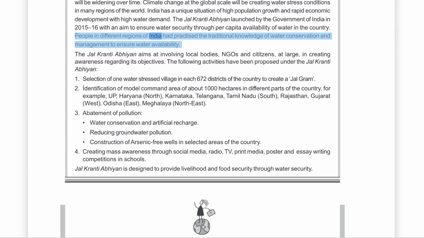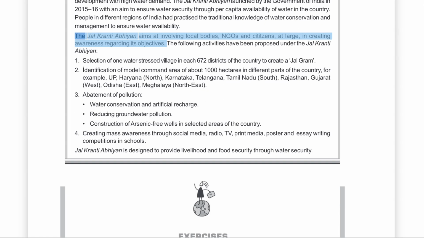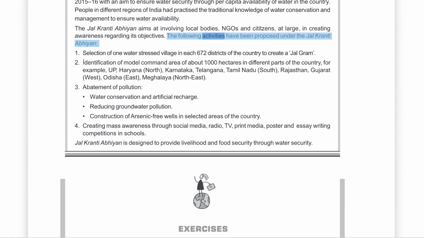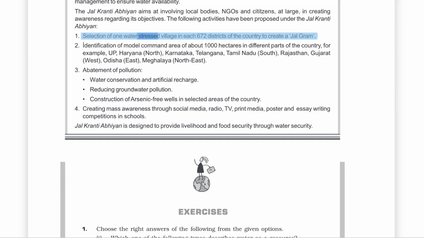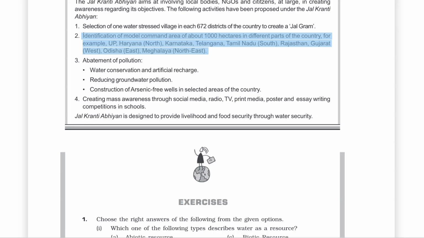People in different regions of India had practiced the traditional knowledge of water conservation and management to ensure water availability. The Jal Kranti Abhiyan aims at involving local bodies, NGOs, and citizens at large in creating awareness regarding its objectives. The following activities have been proposed under the Jal Kranti Abhiyan. 1. Selection of one water-stressed village in each of 672 districts of the country to create a Jalgram. 2. Identification of model command area of about 1,000 hectares in different parts of the country, for example, UP, Haryana, North; Karnataka, Telangana, Tamil Nadu, South; Rajasthan, Gujarat, West; Odisha, East; Meghalaya, Northeast.